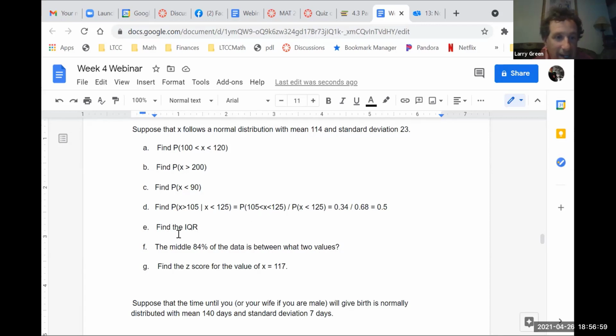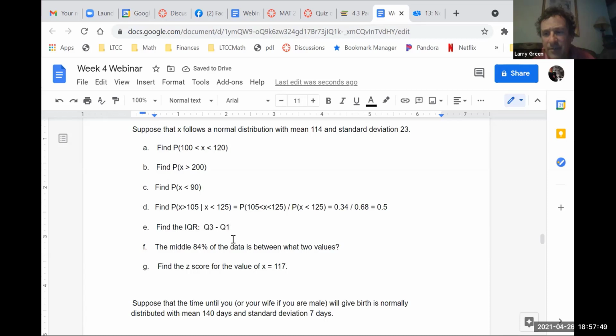Okay, let's look at part E. Find, what does IQR stand for? Very important for your projects. Interquartile range. Yeah, the interquartile range. Okay, so now, what's the definition of the interquartile range? Who remembers? It's quartile 3 minus quartile 1. Yep. Quartile 3, or the third quartile minus the first quartile, Q3 minus Q1.